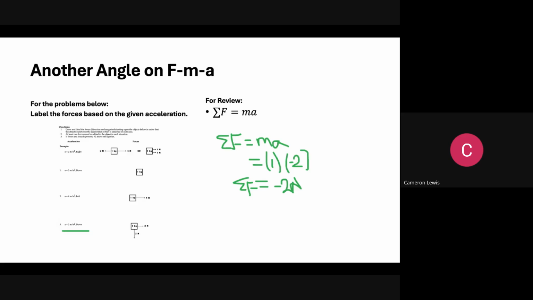Now, that's what we have to have. What forces do we need to add to have the sum of the forces equal to -2 in the down direction? What forces do we need to have? Applied force? Okay, that's fine. But just how much? It doesn't really matter what type of force it is, just how much force, like the number for this one. 6.